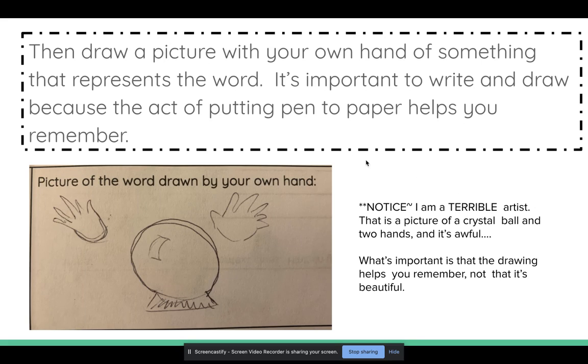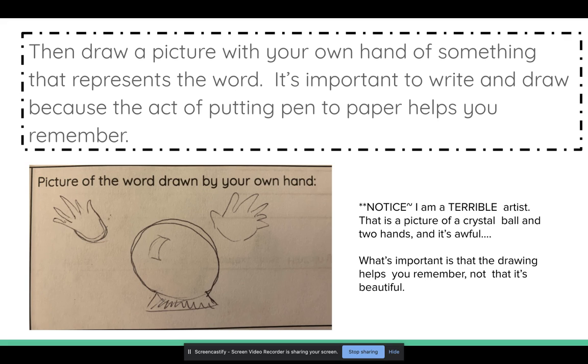All right, then on the top right, this is the box that makes me the most nervous, frankly, because I'm not really an artist. But in the top right box, you should draw a picture with your own hand of something that represents the word. It's really important to me that each week you both write and draw with your own hand all of this work that we do with our vocabulary. There's a whole host of research that shows us that physically writing and drawing helps us remember things. The act of putting pen to paper helps you commit things to memory.